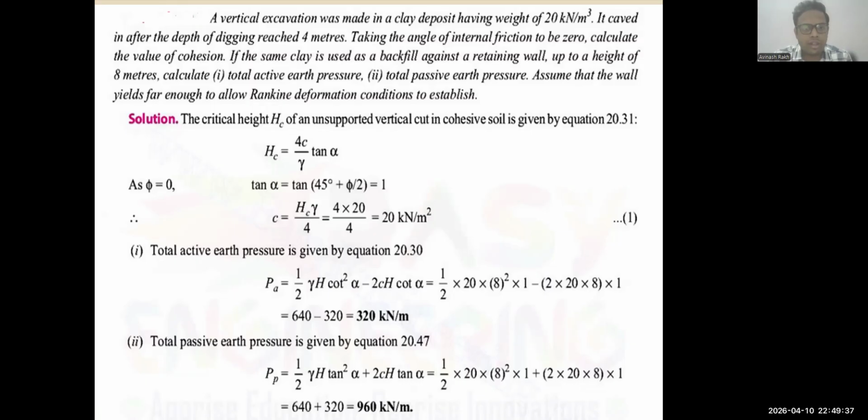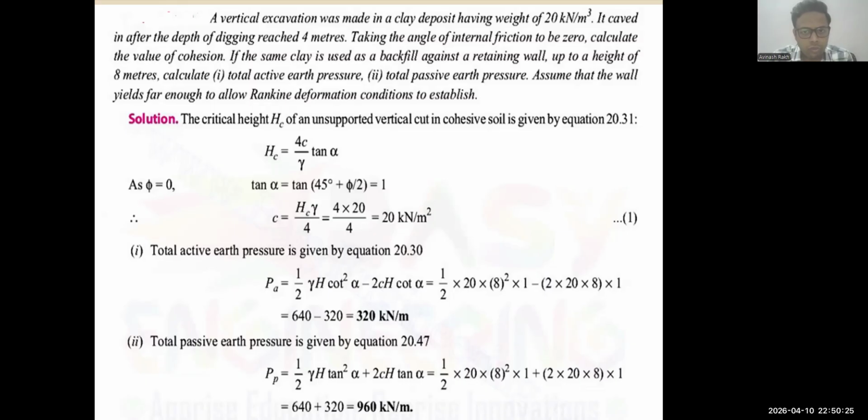After that, in the numerical, they said if the same clay is used as a backfill against a retaining wall up to a height of 8 meters, calculate the total active earth pressure. So the total active earth pressure is given by the equation Pa equals 1 by 2 into gamma, which is 20, H is 8 square, cot square alpha is 1, minus 2 into c into H cot of alpha. So 2 into 20 into 8 into cot of alpha, which is 1. So we'll get the answer as Pa equals 320 kilonewton per meter. So this is the total active earth pressure in the same condition.